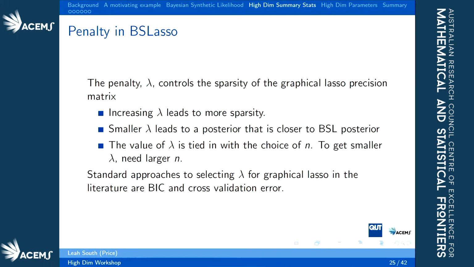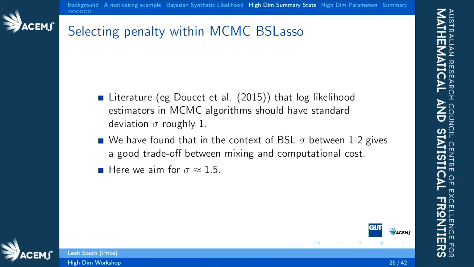The standard approaches in the literature for graphical lasso for choosing lambda would be BIC and the cross-validation error. But we're choosing the value of lambda so that we can get good MCMC mixing. So that motivates this new method for choosing lambda. In the literature, it says if you've got an unbiased estimate of the likelihood in MCMC algorithms, you should have a standard deviation of the log likelihood of roughly 1. And in our case, we found that roughly 1 to 2 works well. So we're aiming to get a standard deviation of our log synthetic likelihood of roughly 1.5.